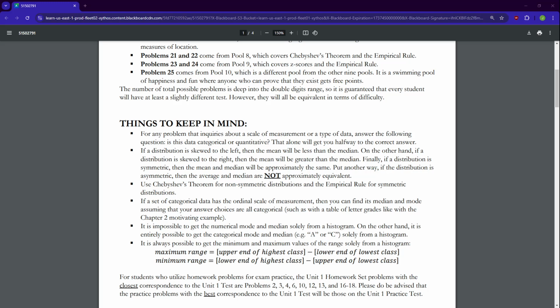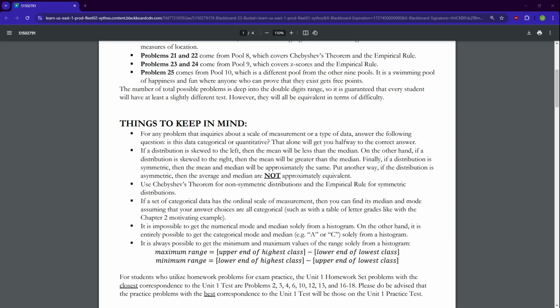What this means is some of the homework questions will be good preparation for the tests, but some of them will not be. And so for each of these reviews, I have noted down which homework problems will be better preparation for the associated unit test.